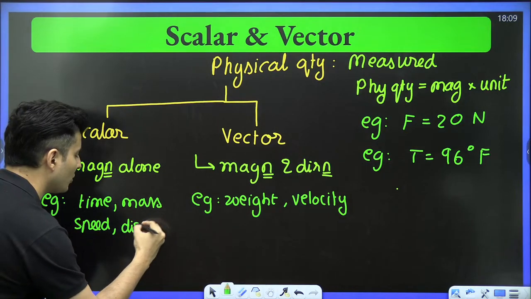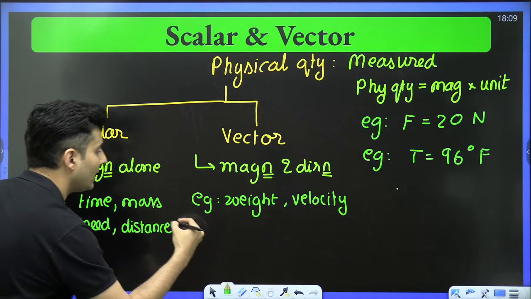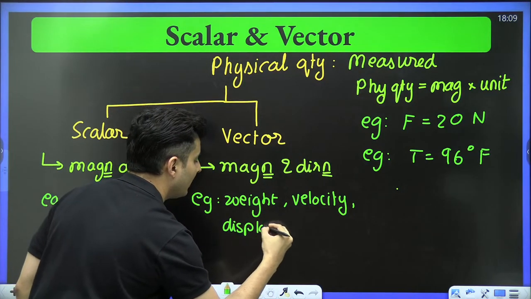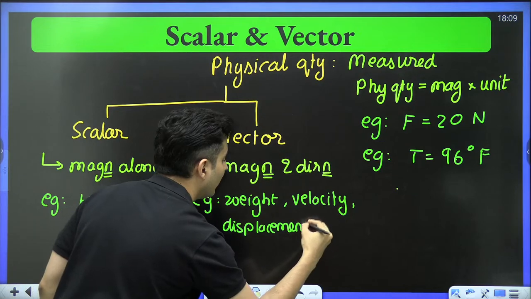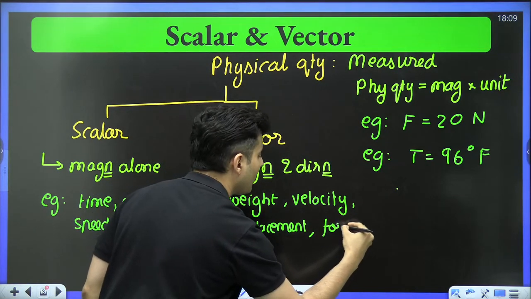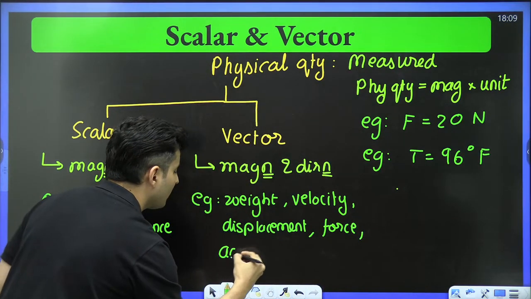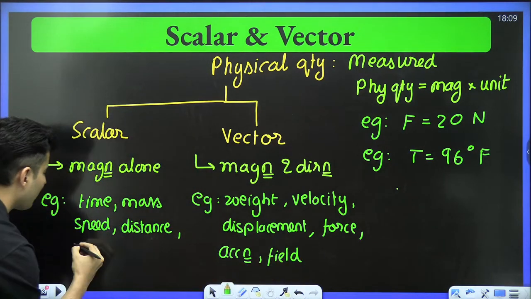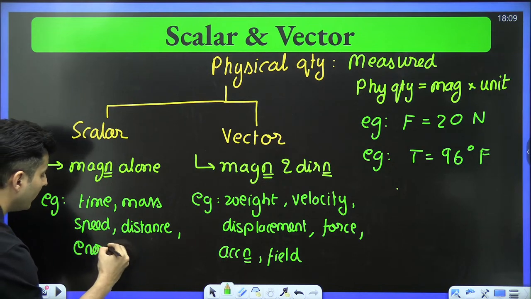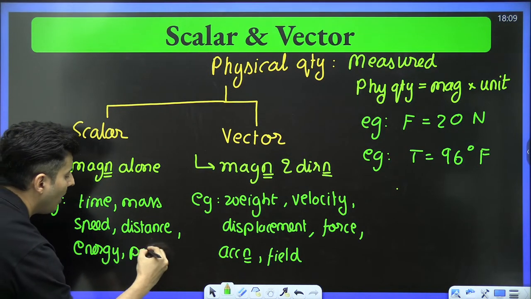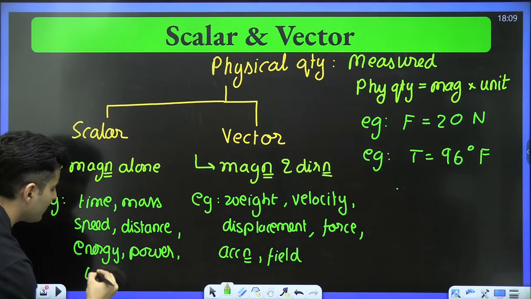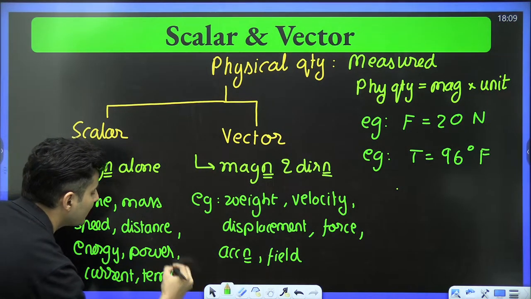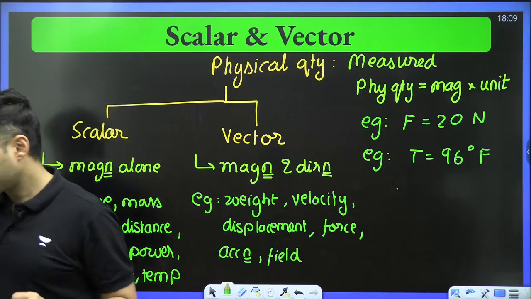Distance, my dear students, is a scalar quantity, whereas displacement is a vector quantity, right? Even your force is a vector quantity, even your acceleration is a vector quantity, even your field is a vector quantity. Your energy is a scalar quantity, work is a scalar quantity, power is a scalar quantity, current is a scalar quantity, temperature is a scalar quantity. So all these are examples of scalars and vectors.